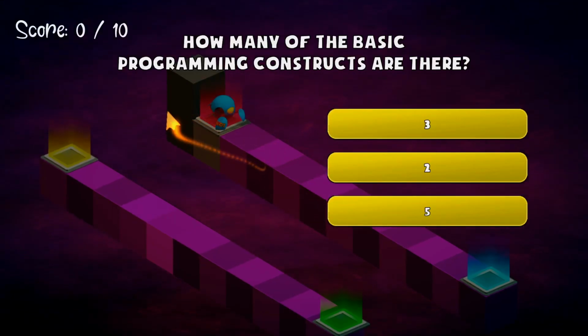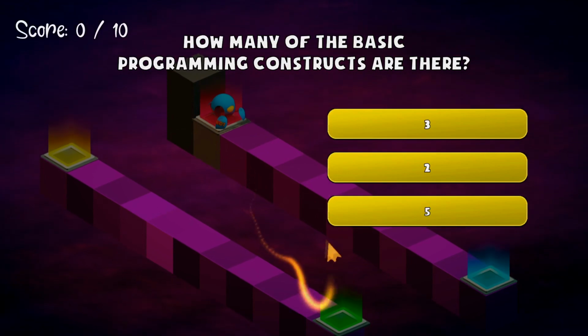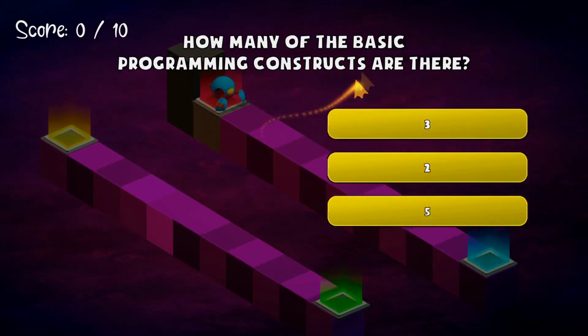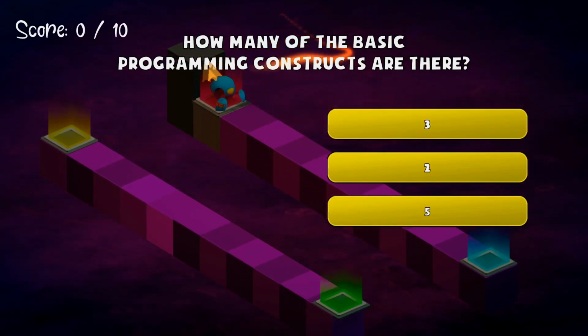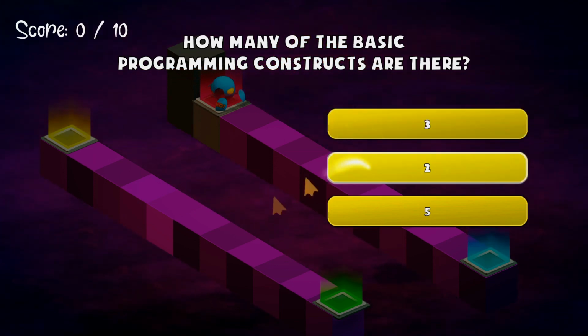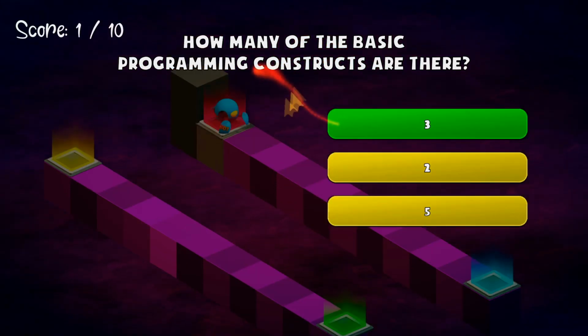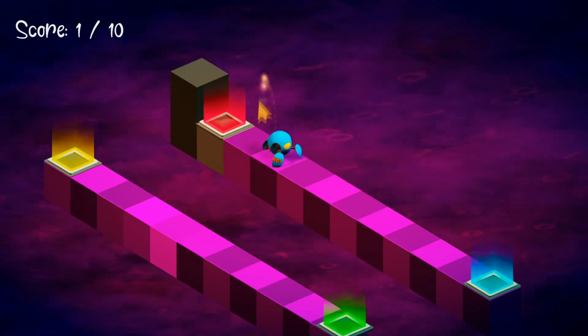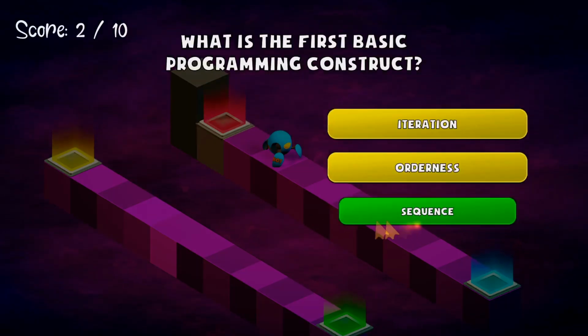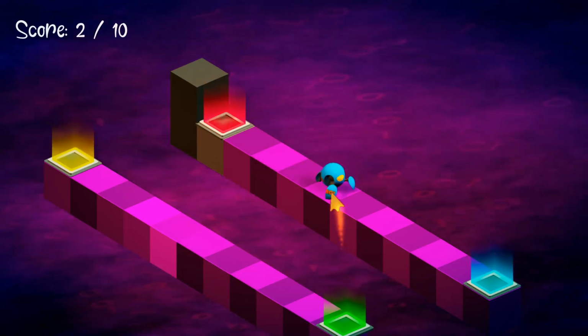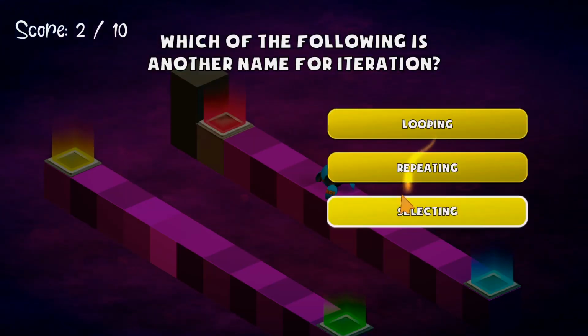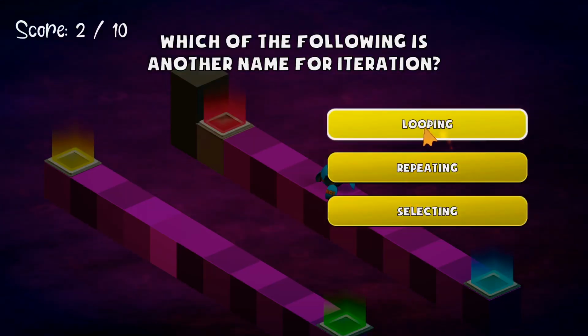So now on to the final level. This is a kind of quiz, so CoderBot's trying to read the antivirus there at the very end, so we just need to answer this. How many of the basic programming constructs are there? There's 3 basic programming constructs. Sequence is the first basic programming construct. Another name for iteration could be looping.